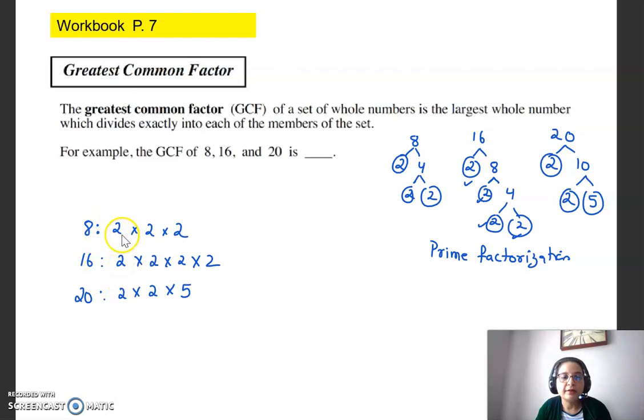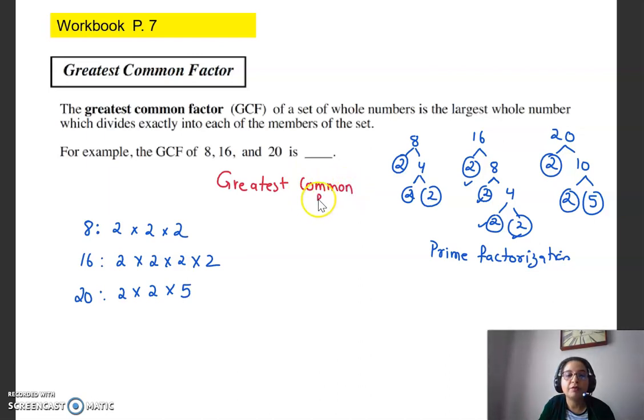Look for a factor that is in all 3 of them, because we're looking for the greatest common factor. We're looking for a factor which is common between all of them. So this one, 2, is in each one of these factor lists. This 2, I'm going to count it only once. I'm going to say this 2 was available in all 3 of these numbers. So this is common to all of them.